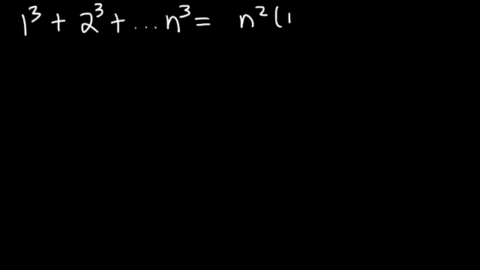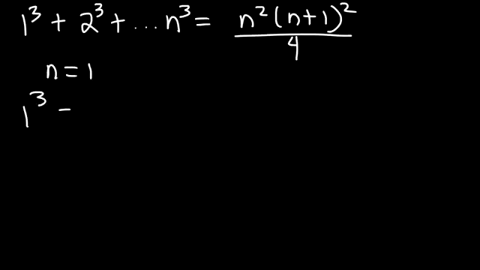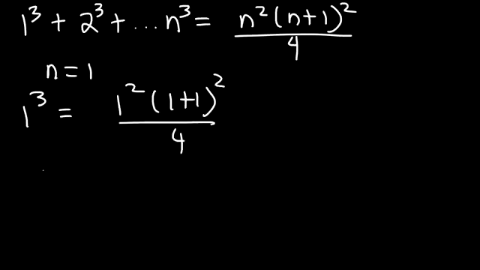So let's say that 1 to the third plus 2 to the third, and then up to n cubed, let's say it's equal to n squared times n plus 1 squared divided by 4. So let's show that it's true for n equals 1. So 1 to the third, that's going to equal 1 squared times 1 plus 1 squared over 4. Let's see if that's true.